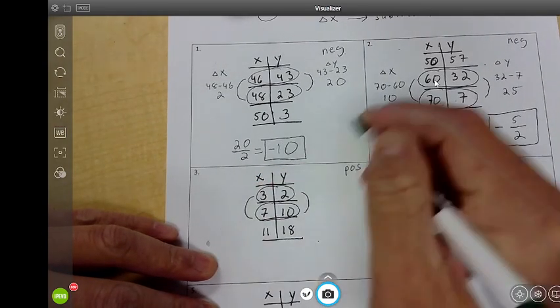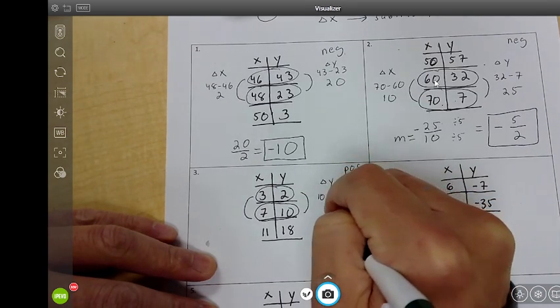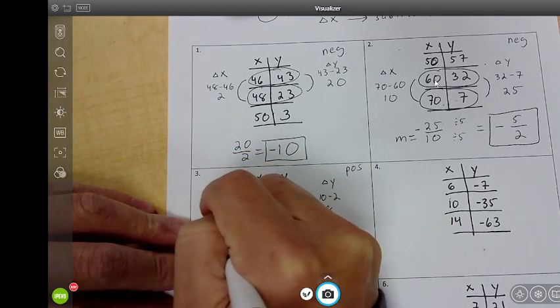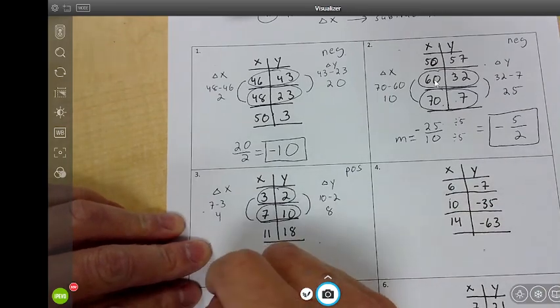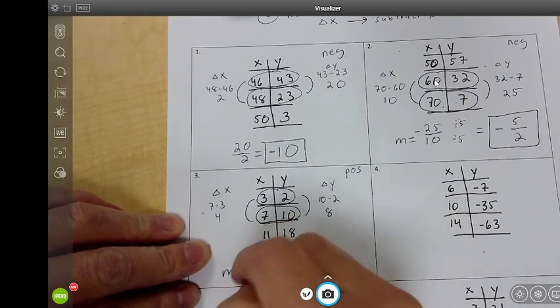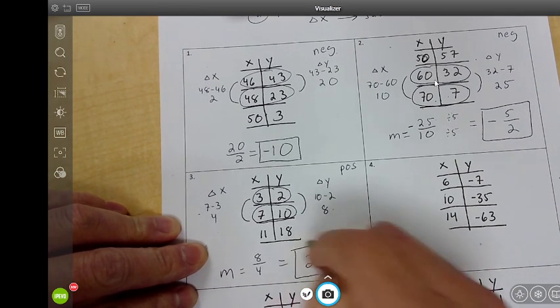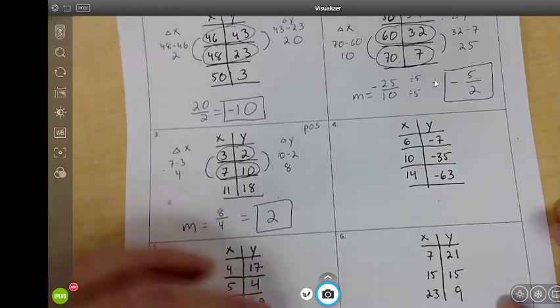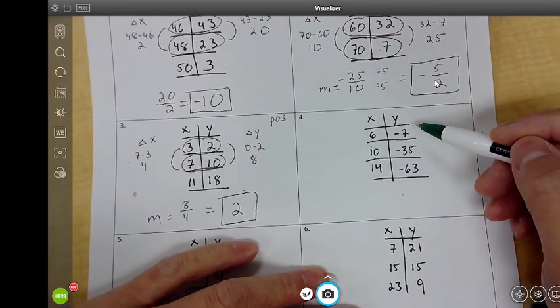Alright, so my change in y, I'm going to do 10 minus 2, that's going to be 8. My change in x is going to be 7 minus 3, that's going to be 4. Okay, so my slope is going to be a positive 8 over 4. 8 divided by 4 is 2. So your slope is going to be a positive 2, and that's what you put right into IXL, and you move on to the next one. Alright, so number 4.